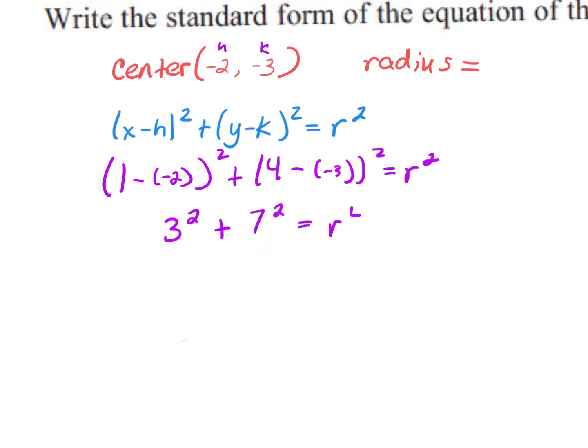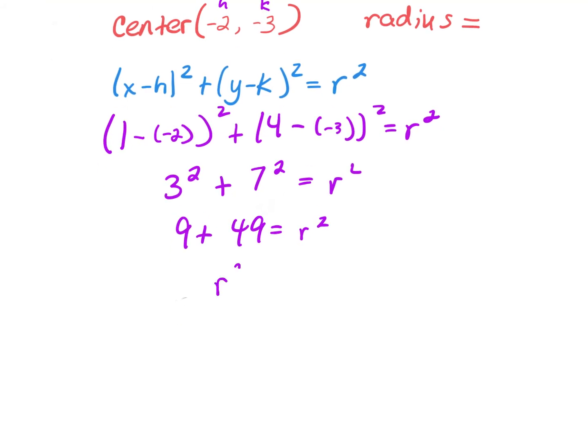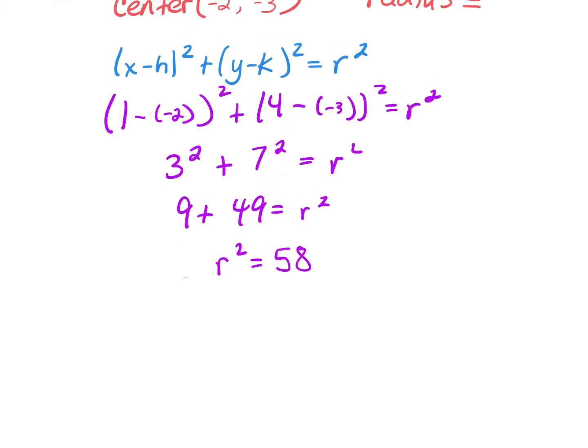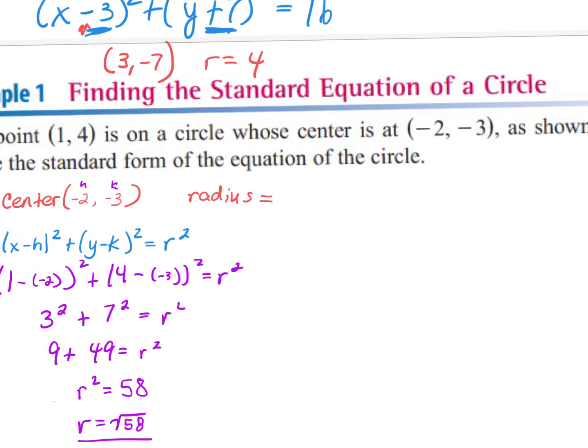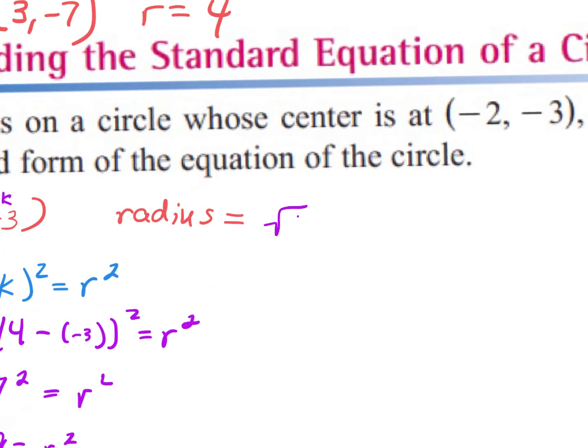What's 3 squared? Plus, what's 7 squared? Equals r squared. So what does r squared equal? 58. If I needed to find out what just plain old r was, what would you guys tell me? The square root of 58. And we'd break it down if we could. Don't worry about that right now, though. So my radius is the square root of 58.